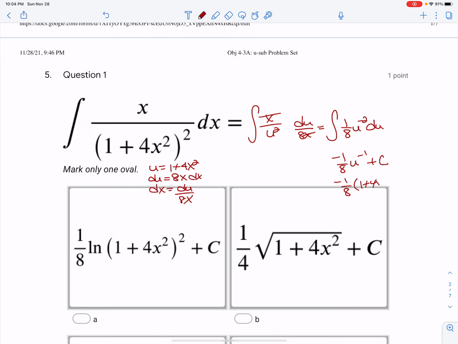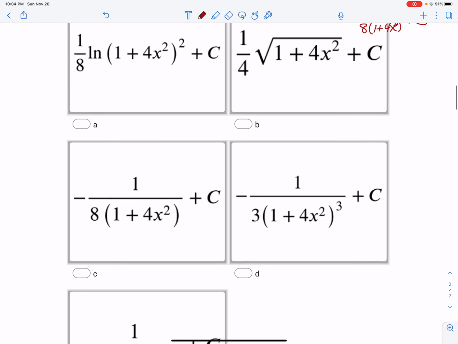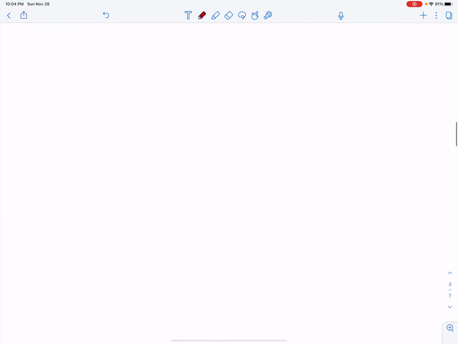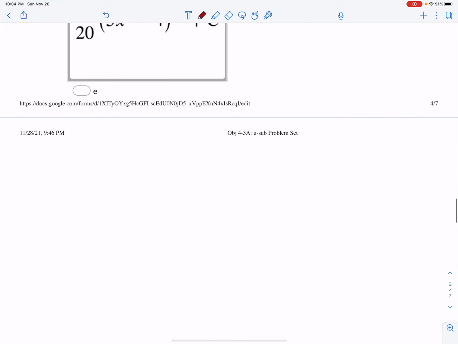So the negative 1/8, 1 plus 4x squared to the negative first plus c, so that's negative 1 over 8 times 1 plus 4x squared plus c. And that's this guy. Okay, next one. That's 2. You're doing 2 on your own.